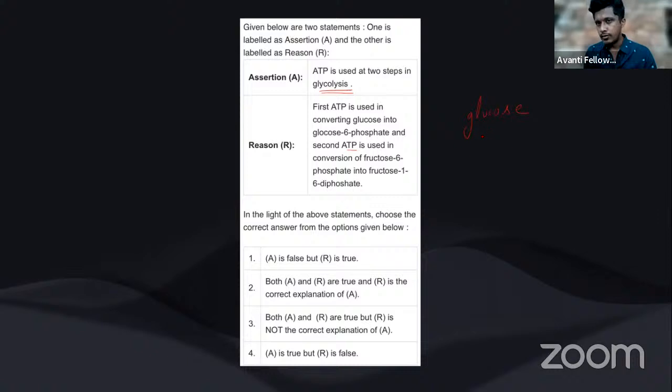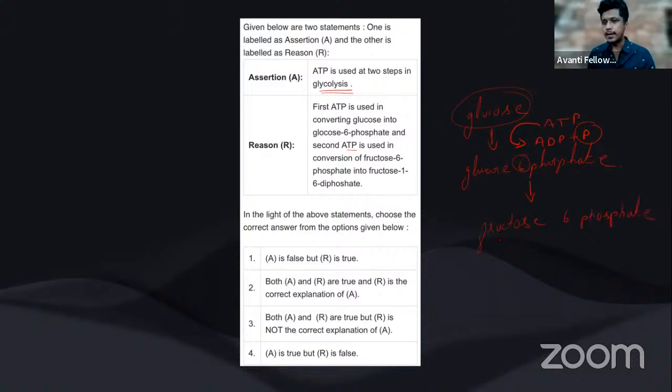Glucose is converted to glucose 6-phosphate, which involves the input of ATP. We give out ATP so that it results in ADP plus phosphate. This phosphate goes and attaches to the glucose at the sixth carbon atom, to give rise to glucose 6-phosphate. Now what happens to this glucose 6-phosphate? It gets isomerized to fructose 6-phosphate, right?